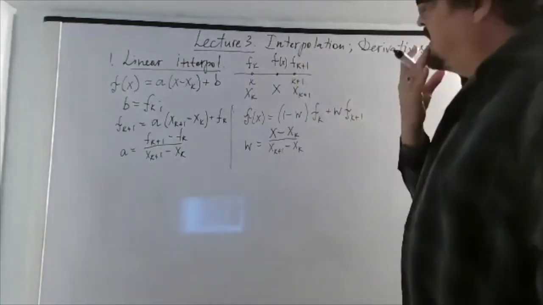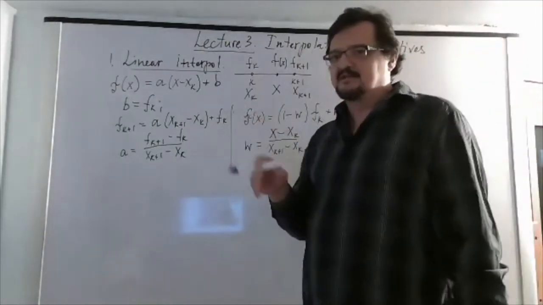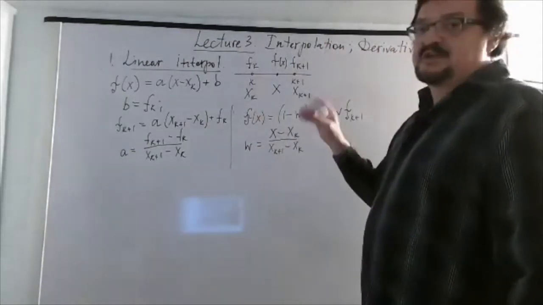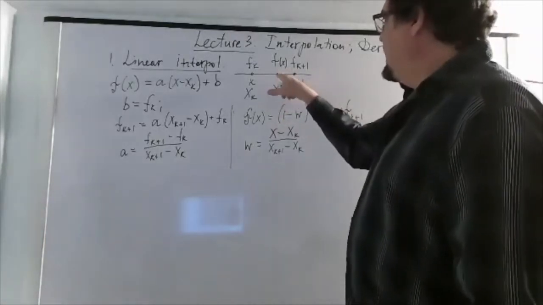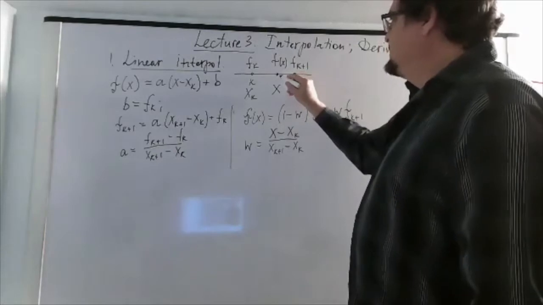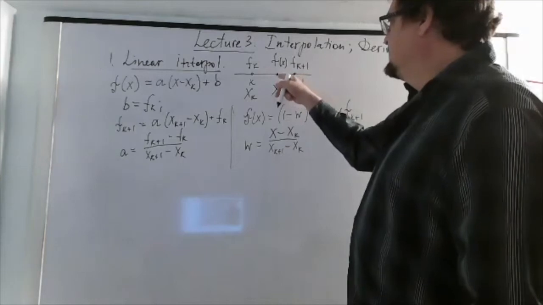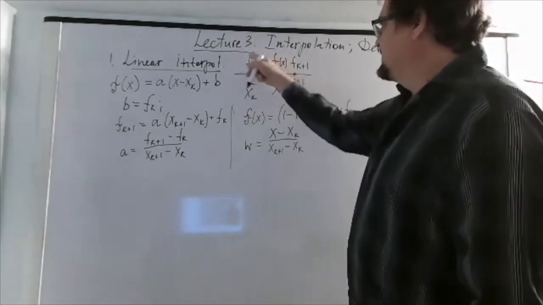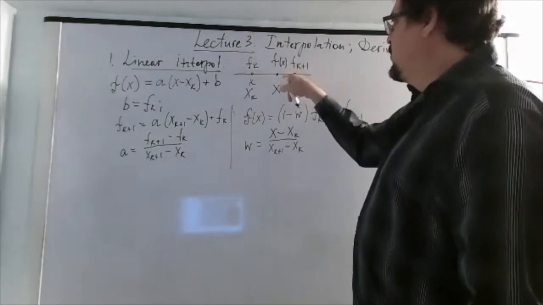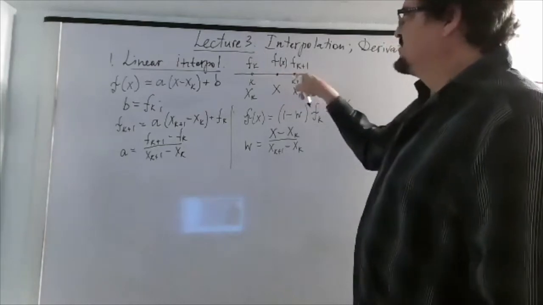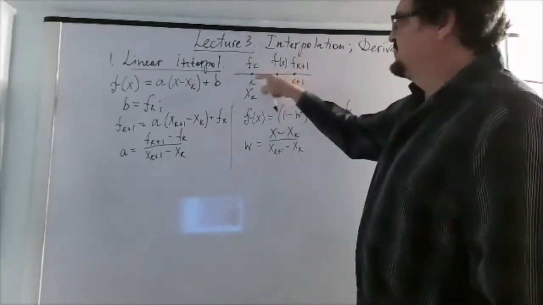We use a similar approach when we talk about two-dimensional interpolation, so-called bilinear interpolation. It's a similar observation: the weight related to this grid point is proportional to the opposite interval from point x. So the weight of this value corresponds to this interval.